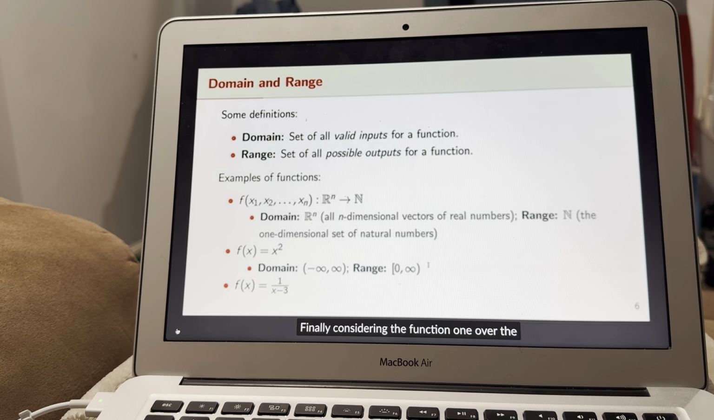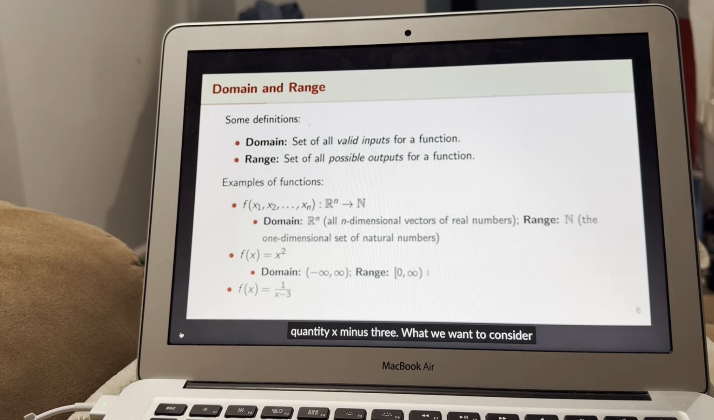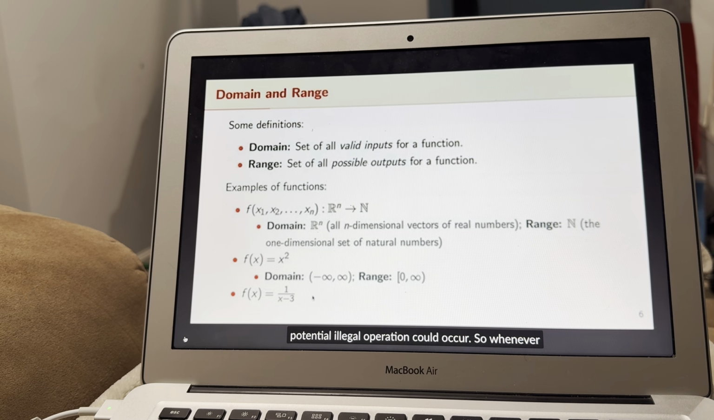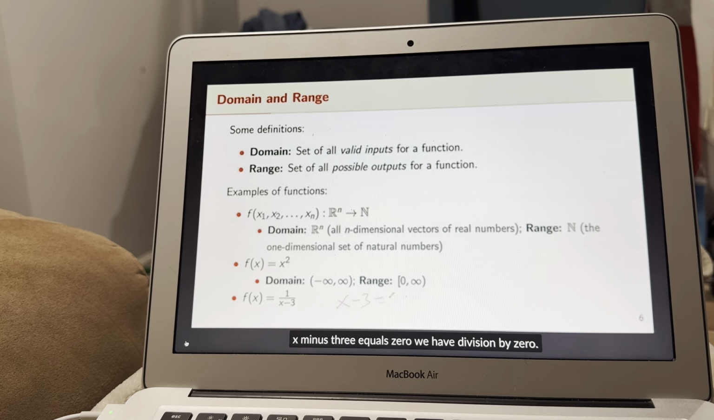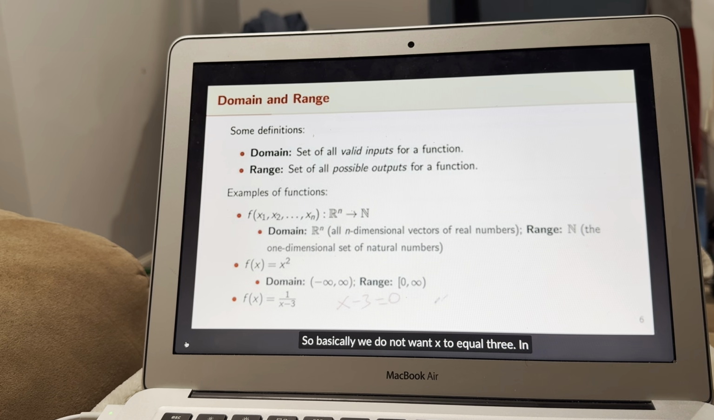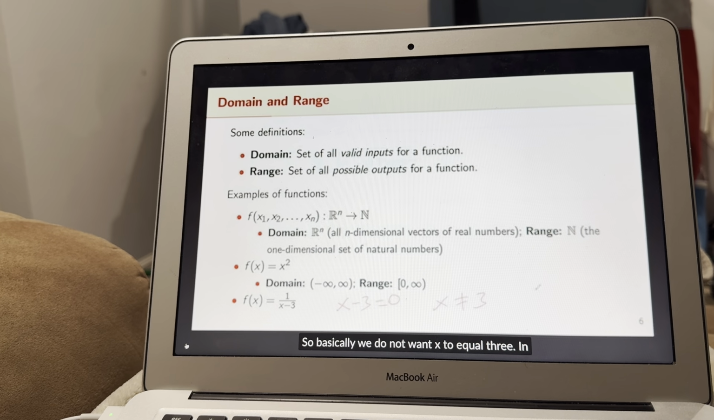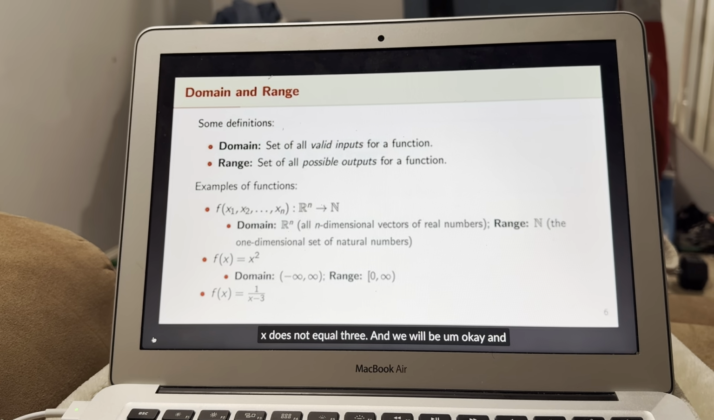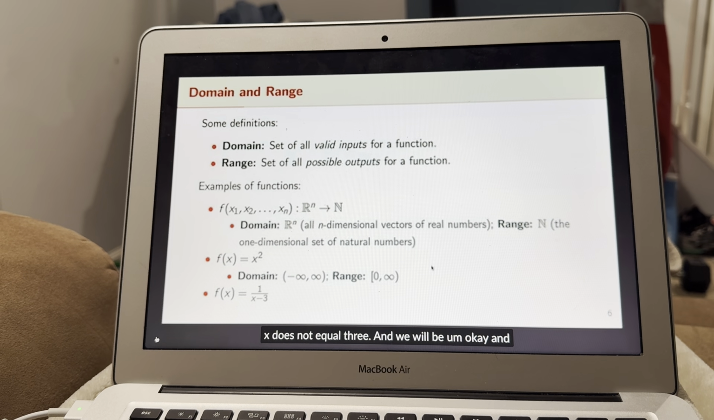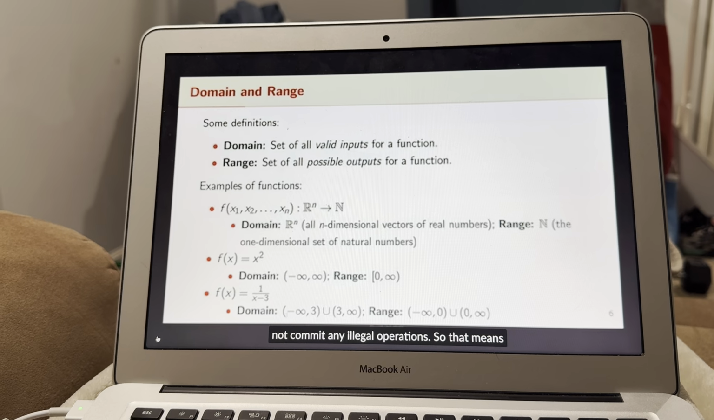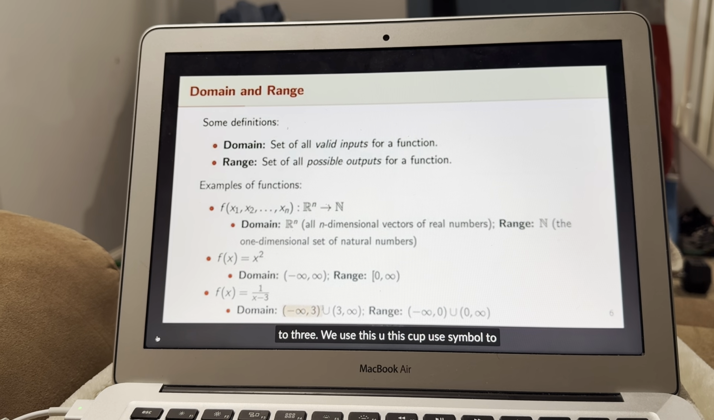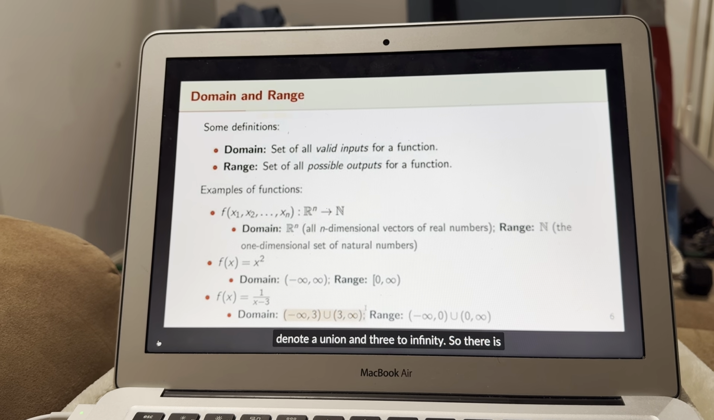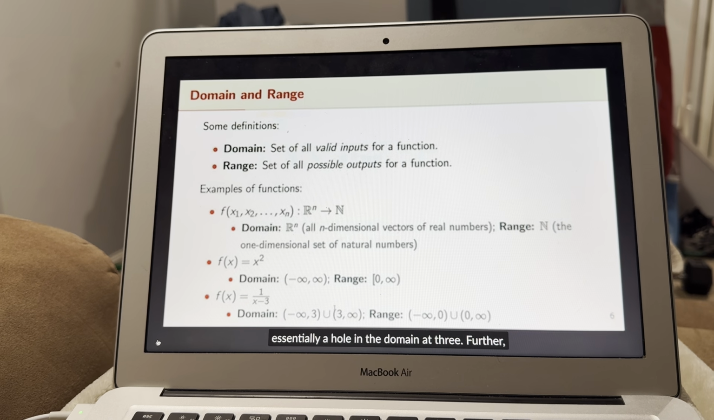Finally, considering the function 1 over the quantity x minus 3, what we want to consider here is all possible values x for which a potential illegal operation could occur. So whenever x minus 3 equals 0, we have division by 0. So basically, we do not want x to equal 3. In fact, we can show that we can have any x such that x does not equal 3, and we will be okay and not commit any illegal operations. So that means the domain of this function is negative infinity to 3, we use this cup U symbol to denote a union, and 3 to infinity. So there's essentially a hole in the domain at 3.